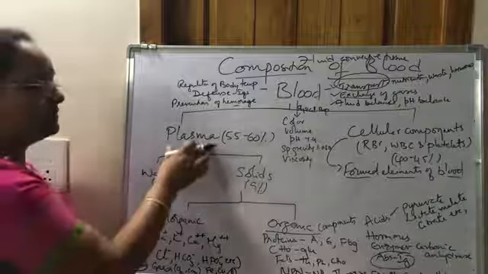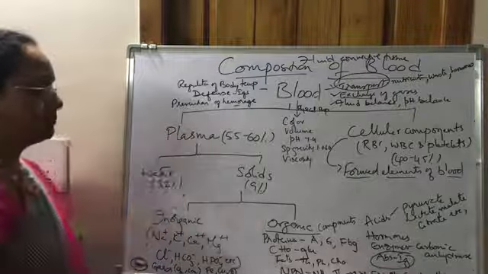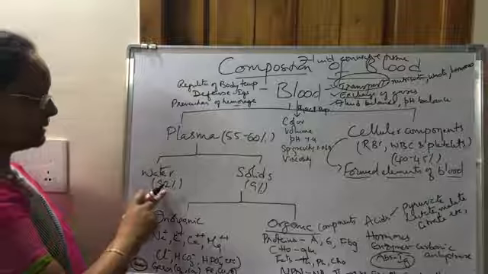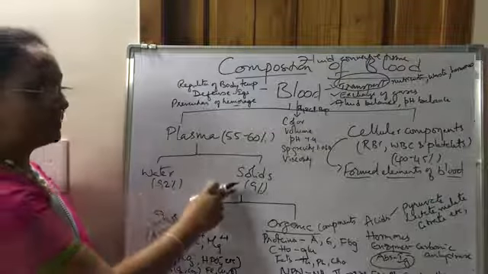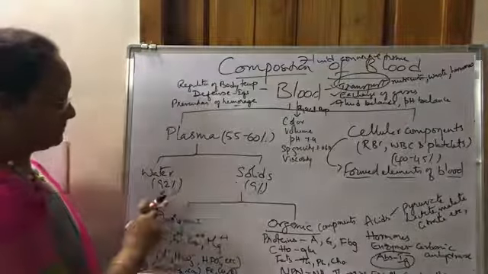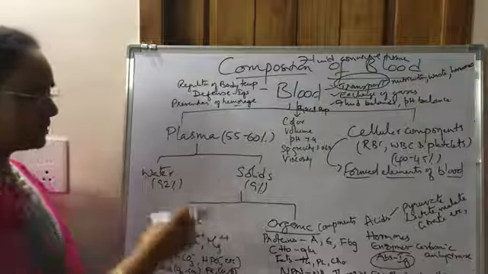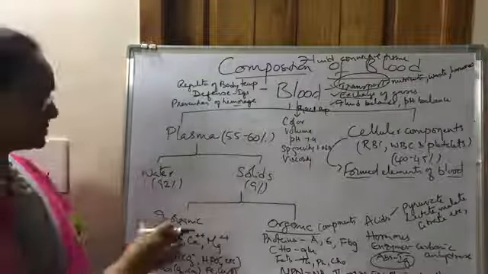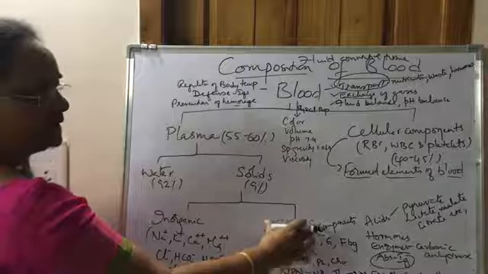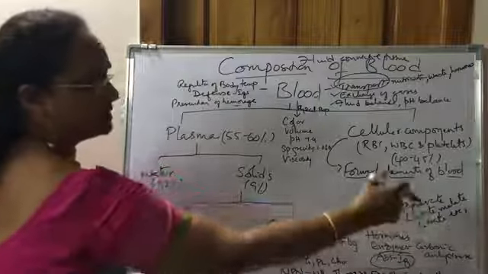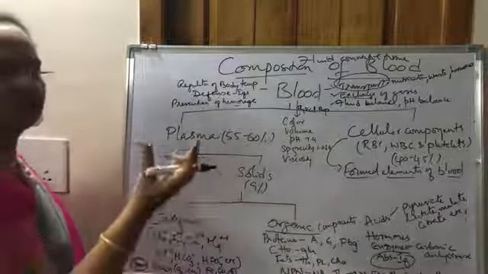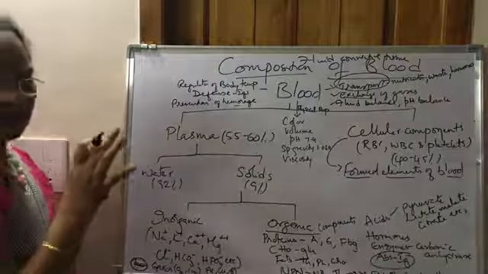This is the liquid portion of blood, which is called plasma. And plasma in turn contains 92% water and only 8% solids. These solids have enormous components, both inorganic and organic. Apart from that, I have written some elements here. So much of the components of the blood are mostly present in the plasma.